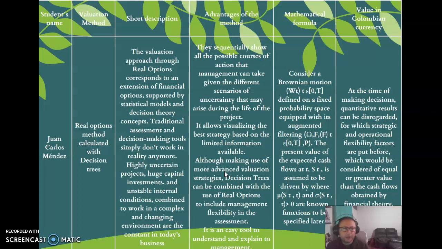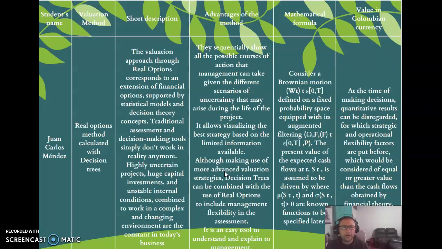Mathematical formula: consider a Brownian motion W_t, t in [0, T], defined on a fixed probability space equipped with its augmented filtration. Let P_t be the present value of the expected cash flows at time t, which is assumed to be driven by the following dynamics, with a drift and volatility, and a function to be specified later.